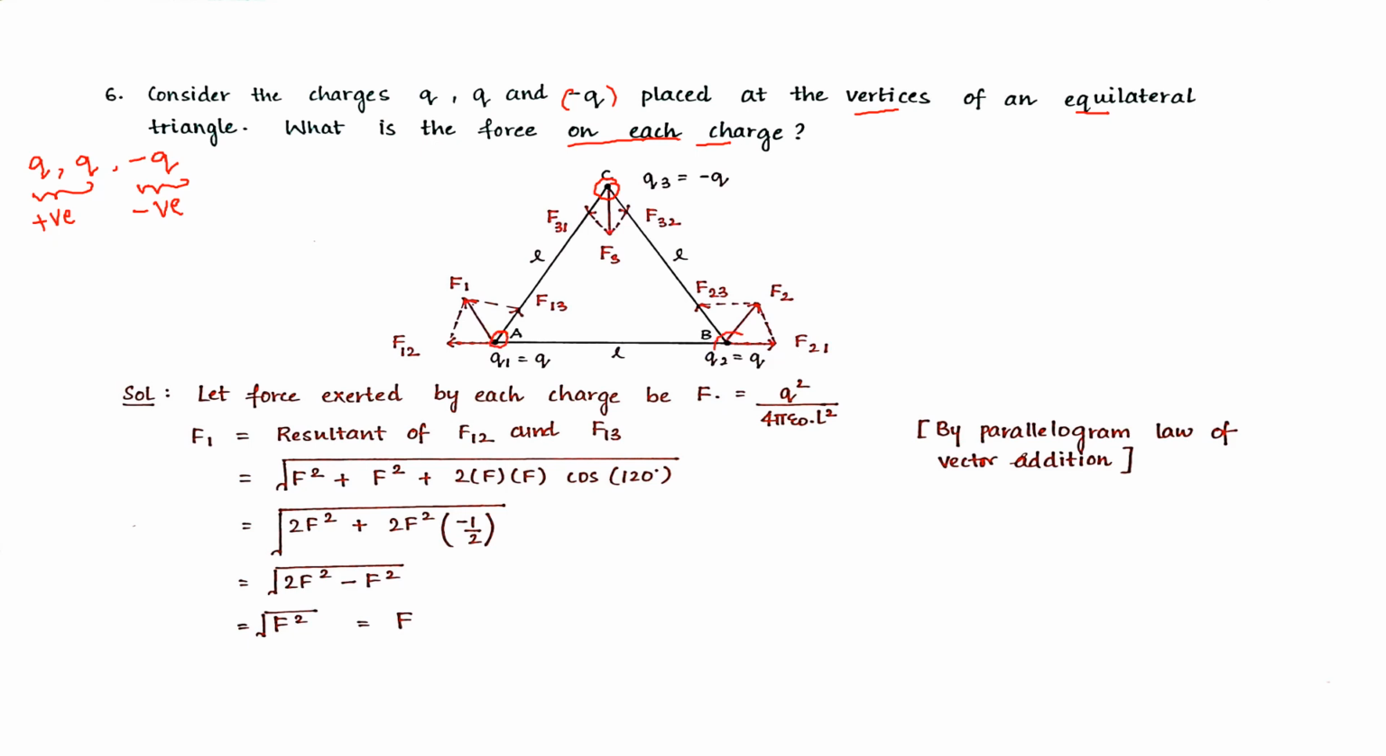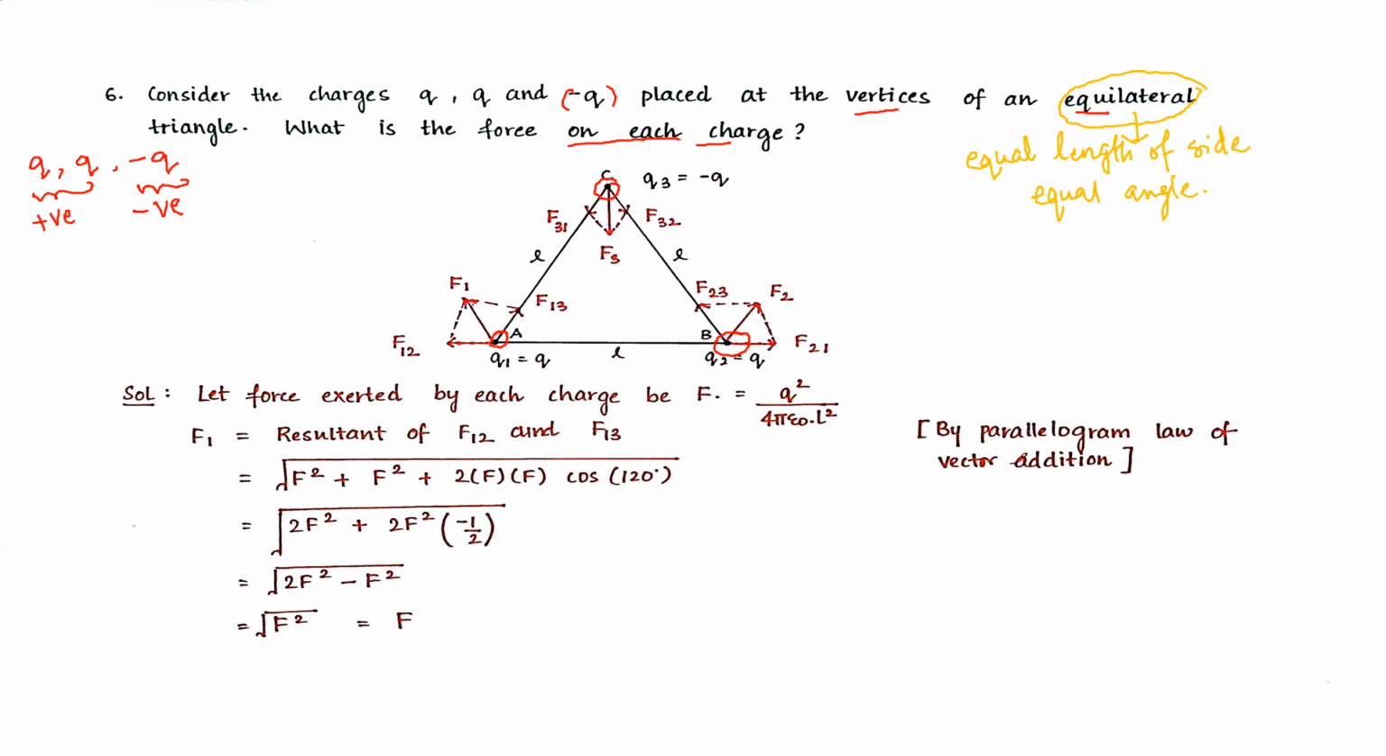We know what is an equilateral triangle. Equilateral triangle is a triangle having equal length of side and equal angles. Okay, equilateral triangle, equal length of side, equal angle.